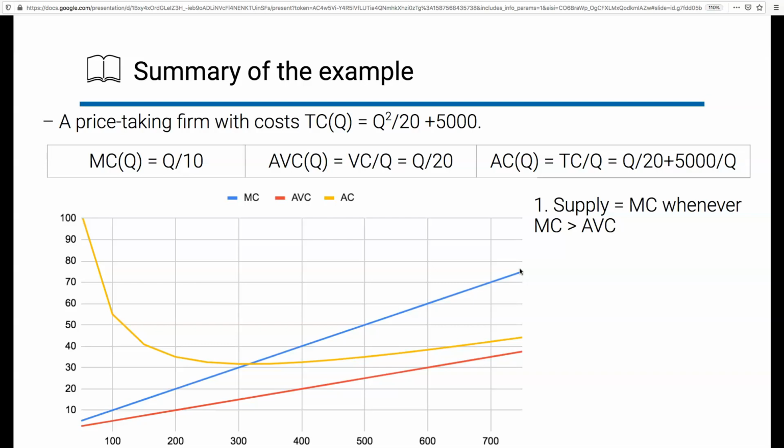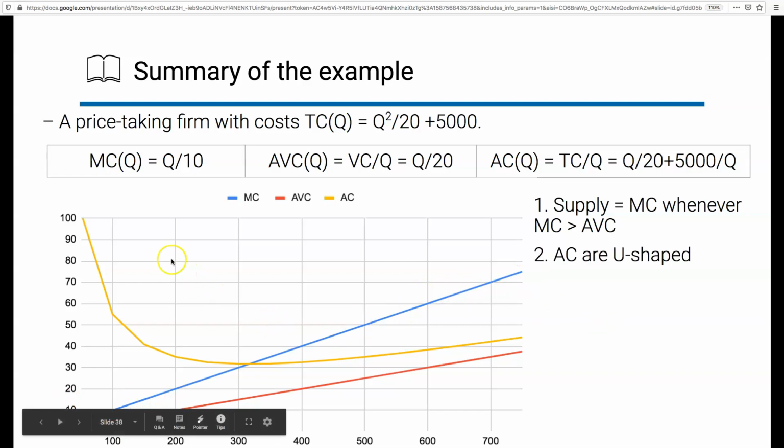The higher the market price, the more output the firm is willing to produce, because at every price it's going to be covering its variable cost, and thus its profit is going to be higher than just losing the fixed cost of 5,000. That's the first observation. The blue line, think about it as the supply as well.